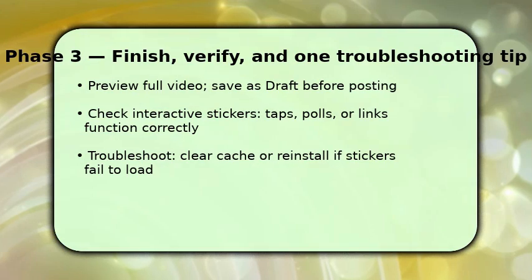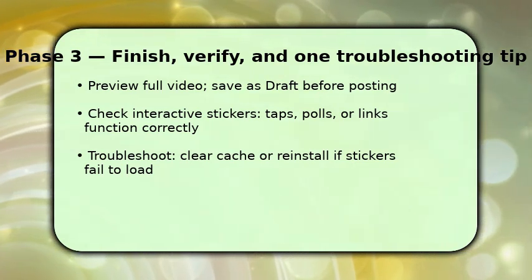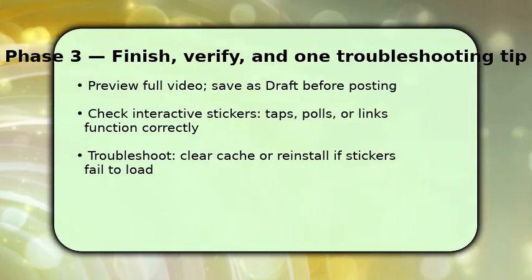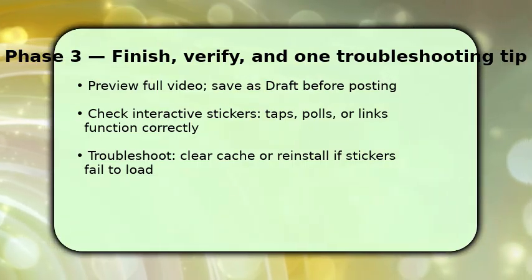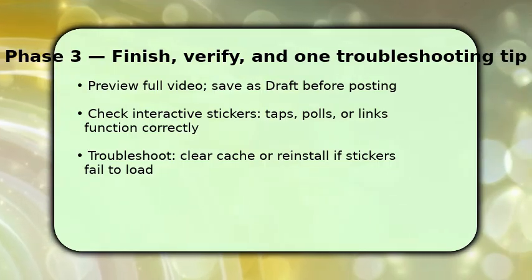Finish by previewing the full video and saving a draft if you want a final check. Make sure interactive stickers like polls or link tags respond when tapped. Adjust captions so they don't overlap interactive areas and confirm accessibility. Add alt text or clear visual cues as needed.